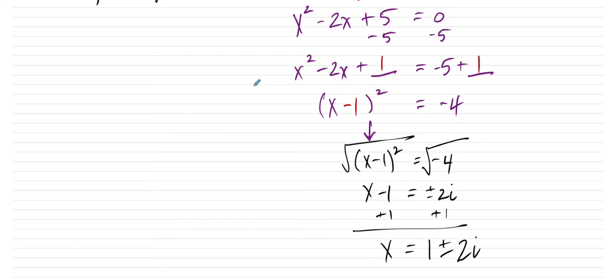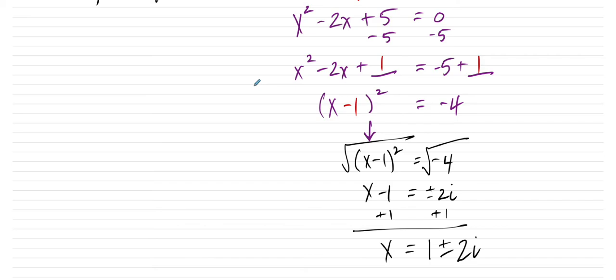Then you get x minus 1 squared, and then you'll notice it's equal to a negative number, which we wouldn't have been able to do before because it's not possible. I mean, it's not real. So now we can solve them with an answer, even though it's not a real answer. It's an imaginary answer. So we still solve it the same way though.